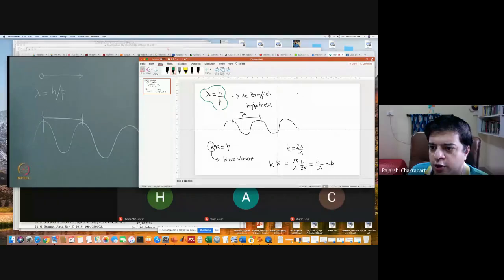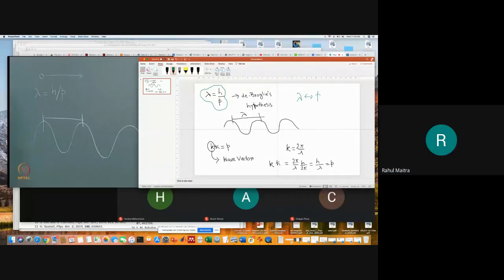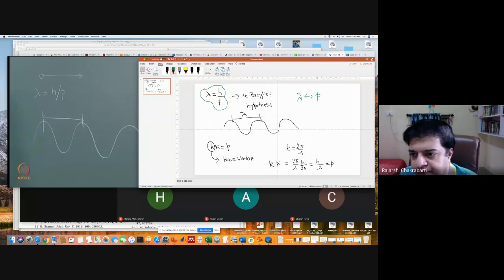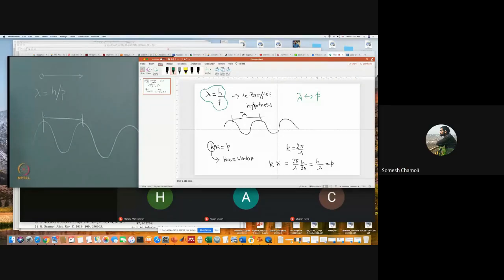There is a correspondence between lambda and p. Lambda and p. And how do you write a wave? You remember how do you write a wave? What is the equation? How do you write, say, a standing wave, for example? You know standing wave. E equals E naught cos omega t.